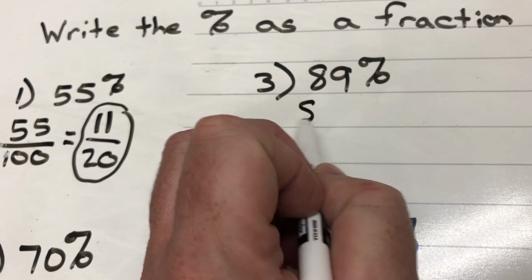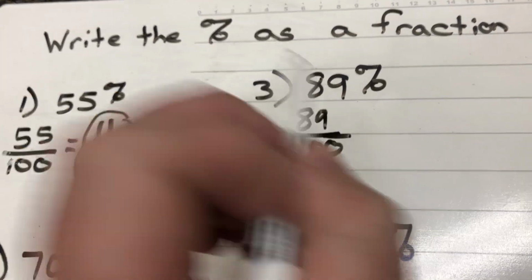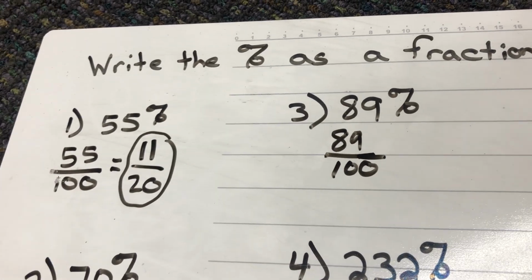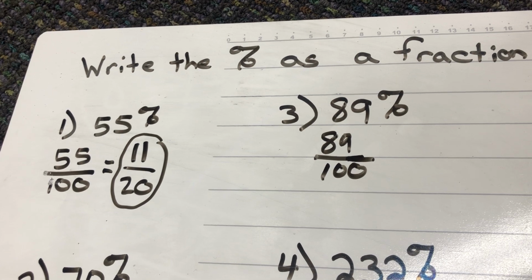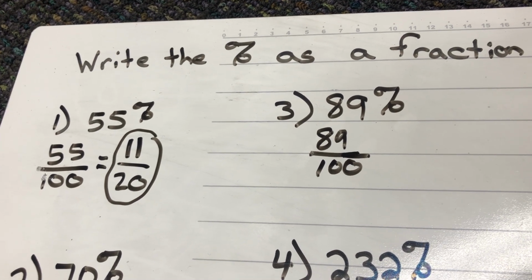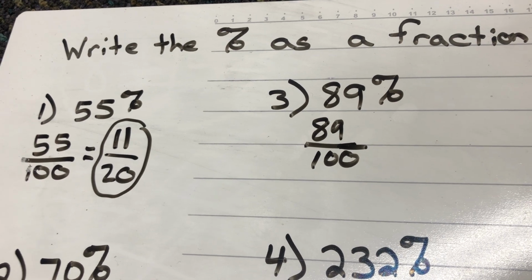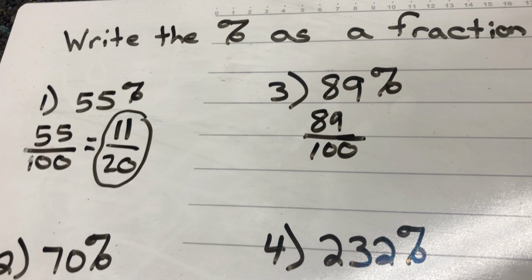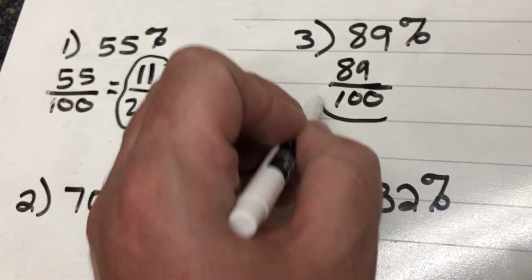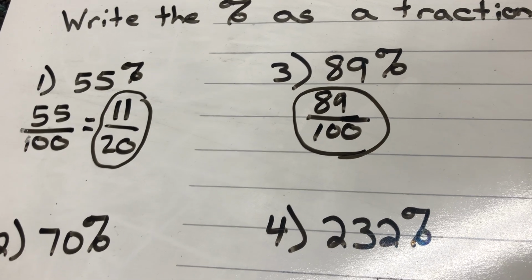89%. Well, 89% is going to start with 89 over 100. I guess I did number 3 before number 2. That's okay. When I think about my multiplication tables, and as a sixth grader we should know those, we kind of realize that 89 doesn't really show up unless we're doing 89 times 1. So I can be pretty confident that 89 over 100 is in simplest form.